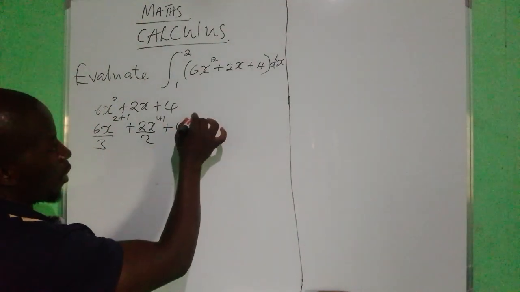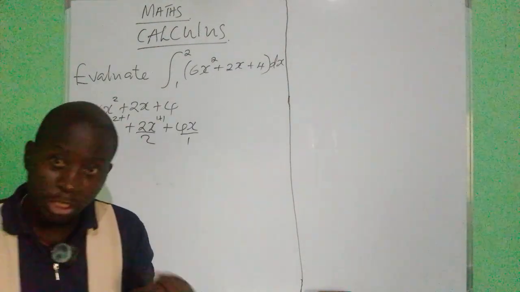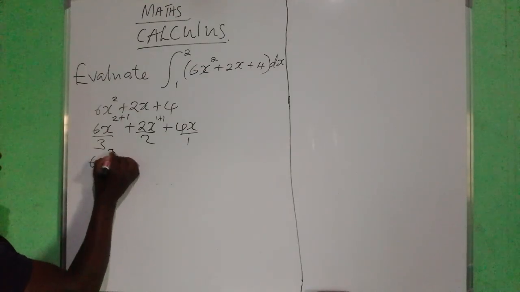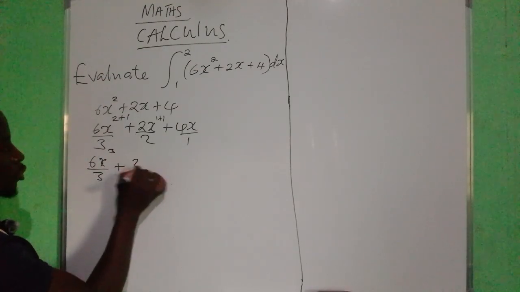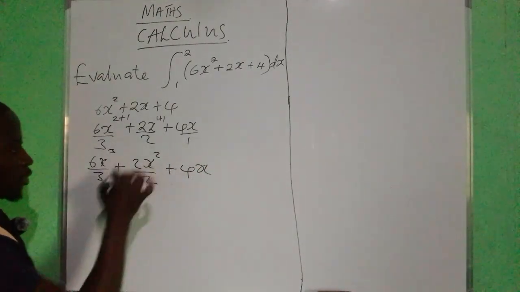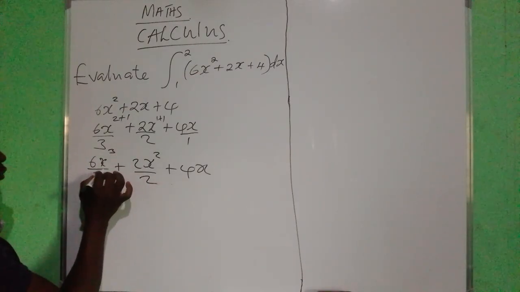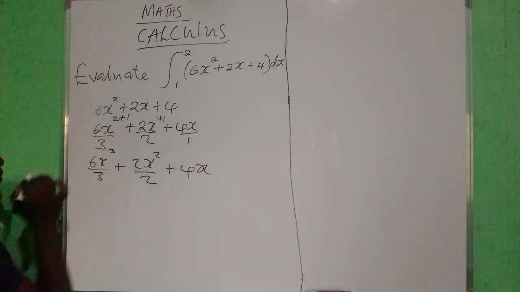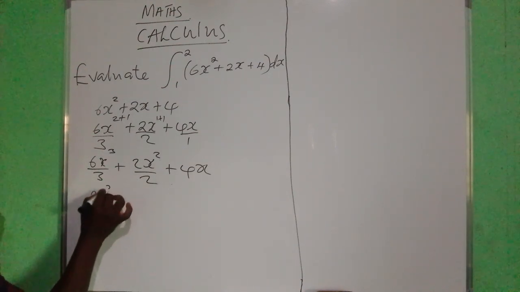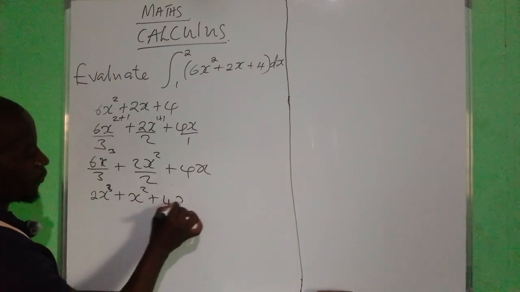Now this is power 1. Divide by 1 for the sake of dividing, but we don't divide the number by 1; we only use it to balance a fraction. So in this case, we are going to have 6x power 3 over 3 plus 2x power 2 over 2 plus 4x. As I said earlier, the power is what you divide with. The power is 3, so you divide by 3. 3 into 6 gives us 2. So we have 2x to the power 3 plus x to the power 2 plus 4x.